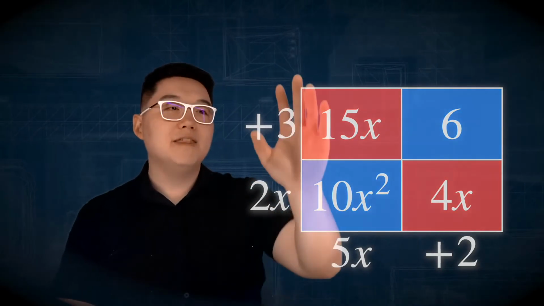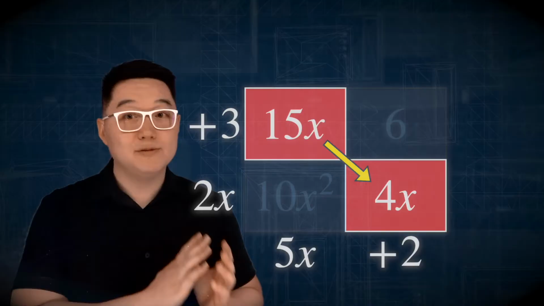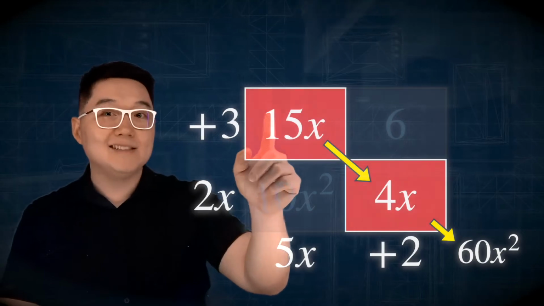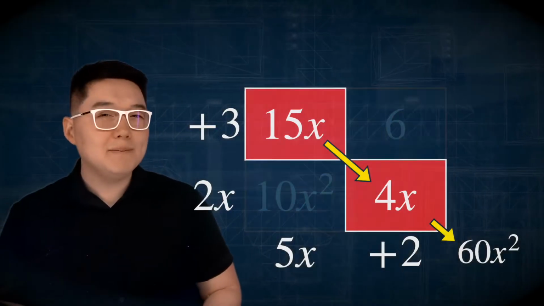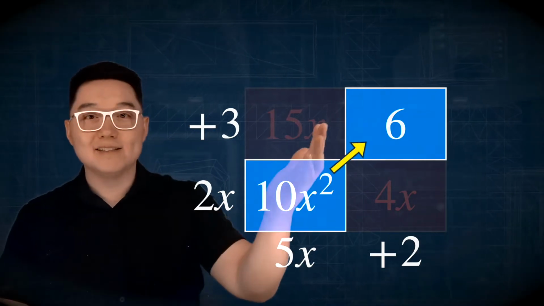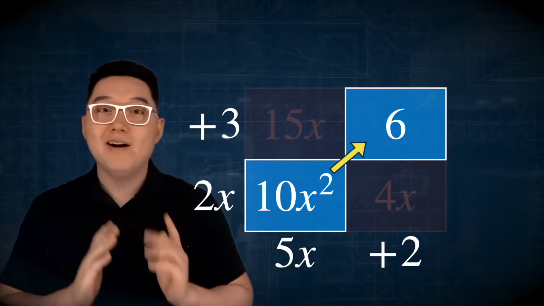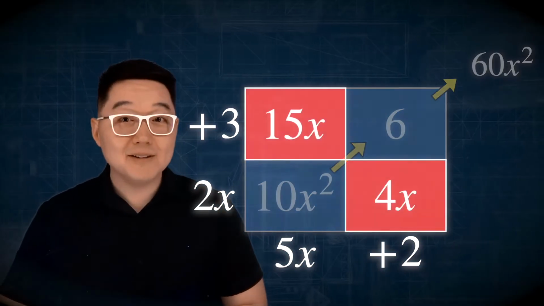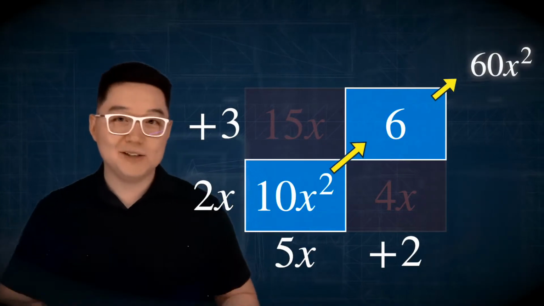If you look at this diagonal, 15x and 4x, when we multiply 15 times 4, we have 60x squared. That's because 15x times 4x gives us 60x squared. But what about the other diagonal? Well, we have 10x squared and we have 6. If we multiply that diagonal, 10x squared times 6, we also get 60x squared.